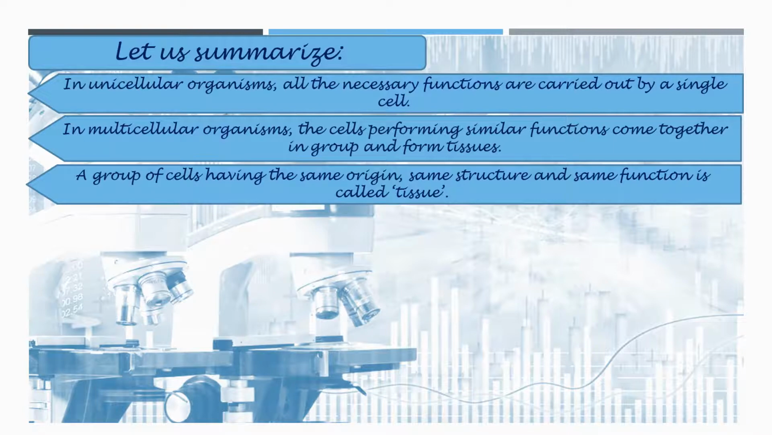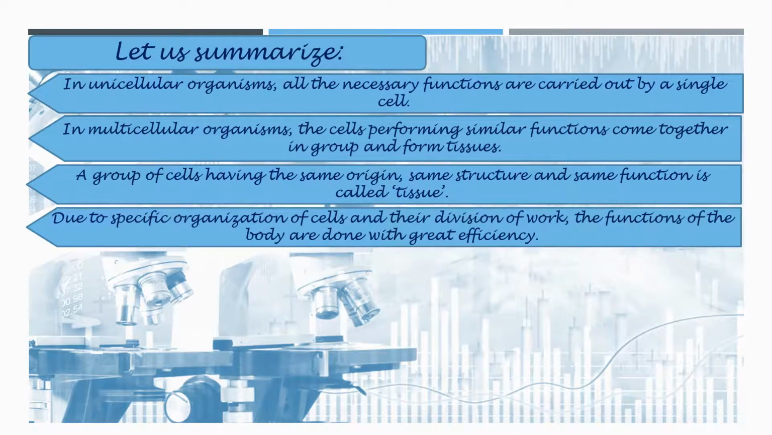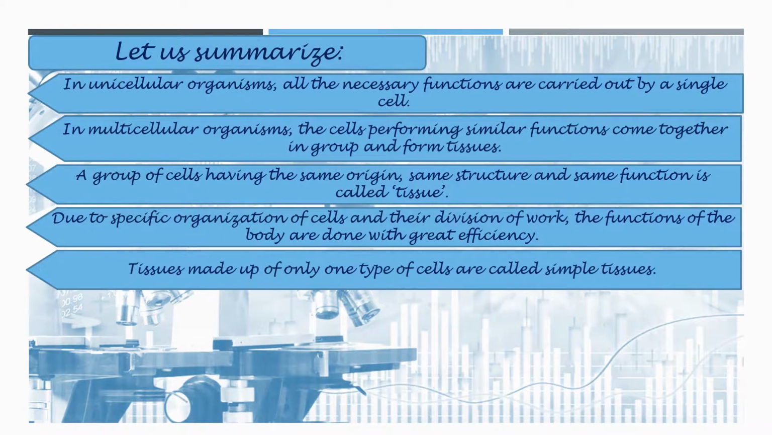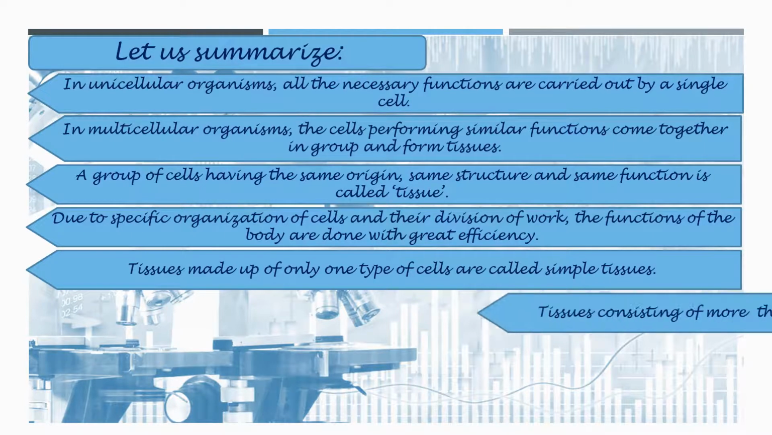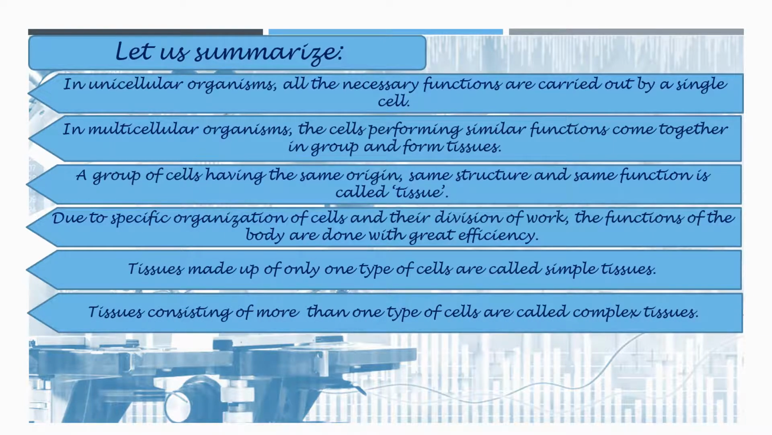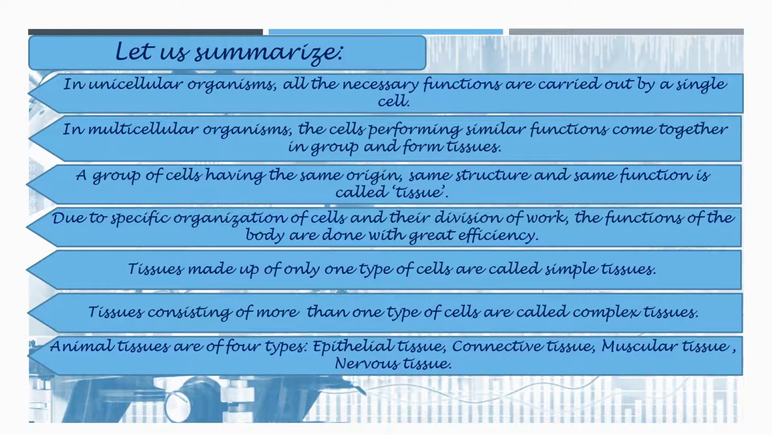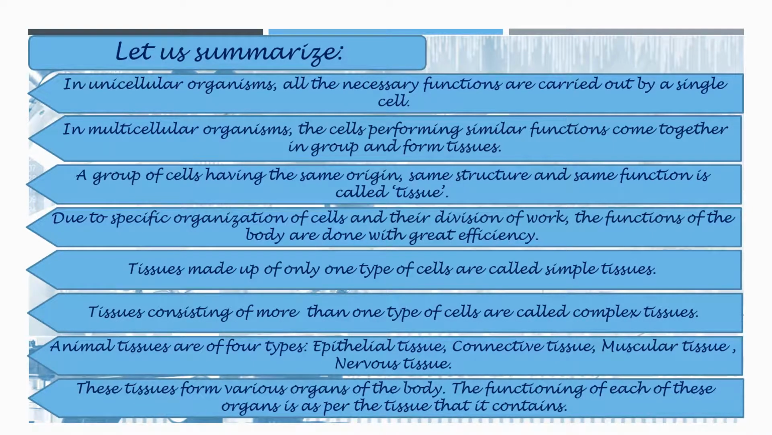Due to the specific organization of cells and their division of work, the functions of the body are done with great efficiency. Tissues made up of only one type of cells are called simple tissues, and tissues consisting of more than one type of cells are called complex tissues. Animal tissues are of four types: epithelial tissue, connective tissue, muscular tissue and nervous tissue. These tissues form various organs of the body, and the functioning of each organ is as per the tissue that it contains.